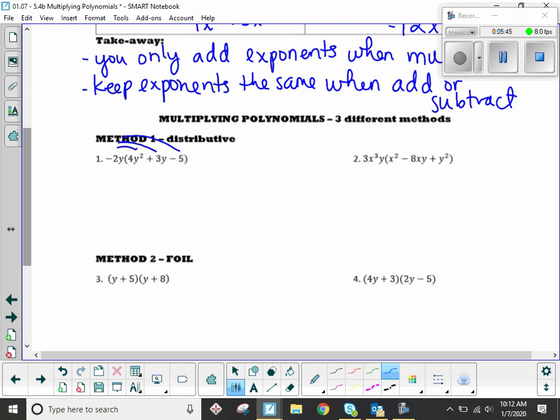Negative 2y times 4y squared. You do the negative 2 times the 4, that's negative 8. And then add the powers on the y's. So you have y cubed. And then you take the negative 2y times the middle term here, the positive 3y. So that's negative 6y squared.